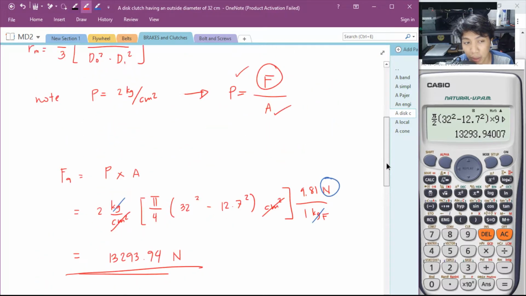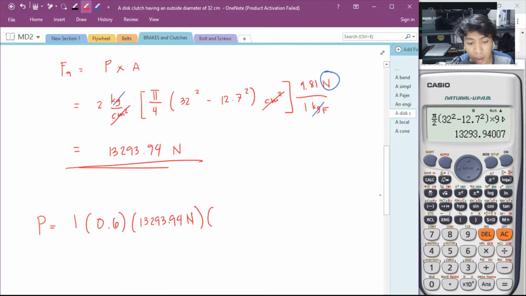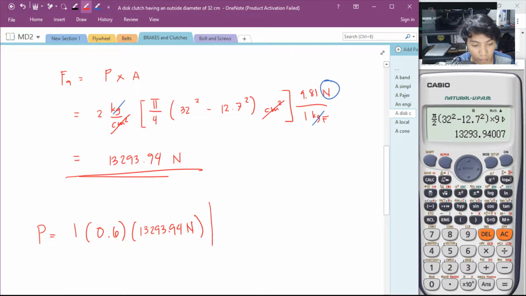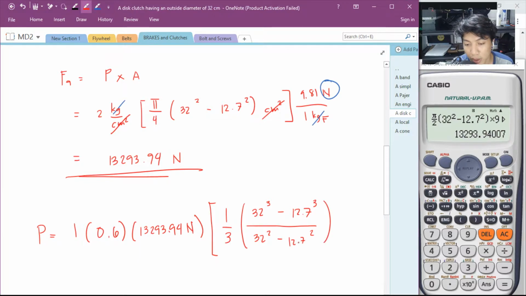Nakuha ba natin yung RM? Hindi pa. So, diretso na natin yung RM. 1 over 3. Then, multiply it with DO. Ano ba yung DO mo dyan? DO is 32 cube minus 12.7 cube over 32 squared minus 12.7 squared. Ngayon, dito, cm squared, cm cube, cm squared, ang matitira lang is cm.